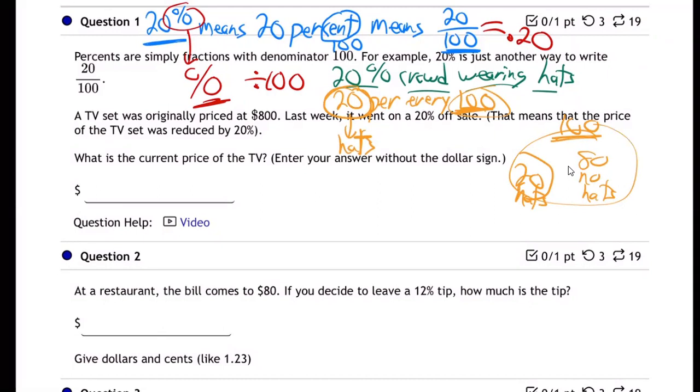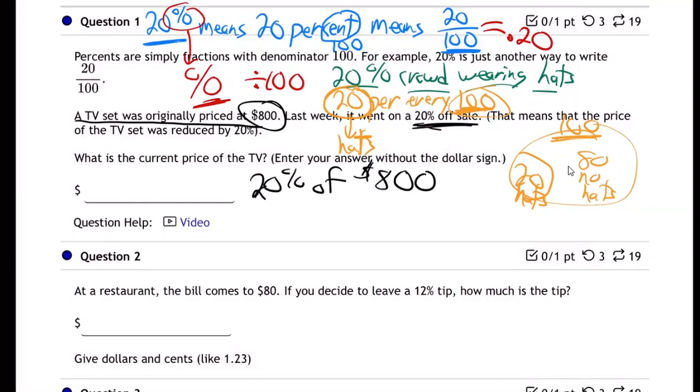All right, enough with the theory. Let's just crank out the problem now, which I think you could do before I even began to talk. The TV set was originally $800. Last week it went 20% off. What's the new price? You know how to do that, right? We just take 20% of the $800. Of means multiply. 20% changed to a decimal, so you take 0.20 times 800. You know that already, I think.